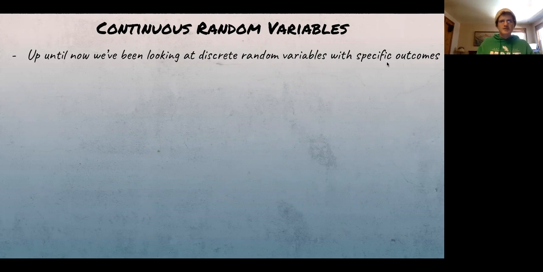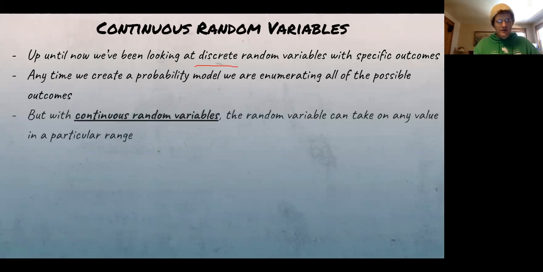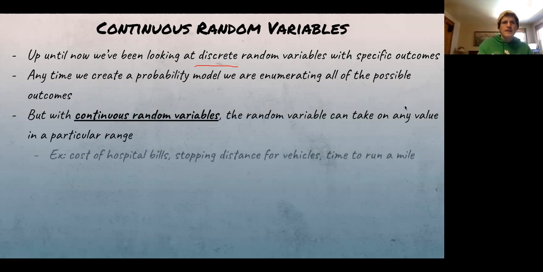So we've been looking at discrete random variables, discrete meaning that there are only specific outcomes it could take. Anytime we create a probability model, we are enumerating all the possible outcomes, like we did at the beginning with all the different number of eggs we could end up with. But with continuous random variables, the random variables can take on any value in a particular range, and we can think of what continuous variables could be. So there's a few examples right there.